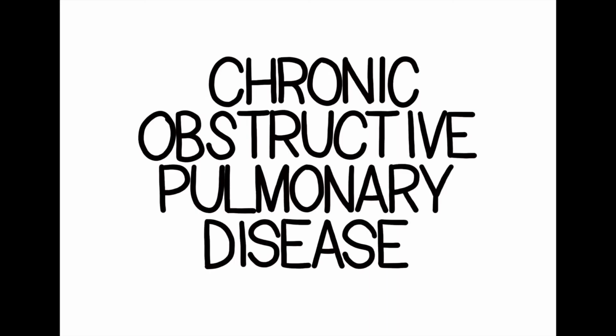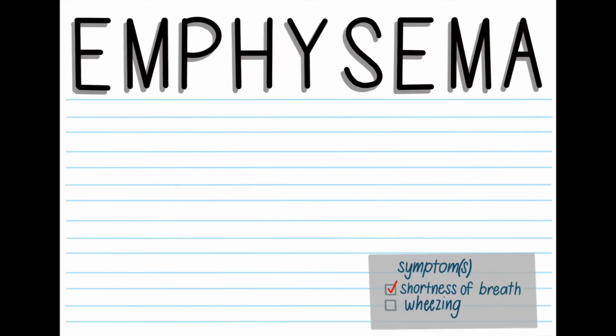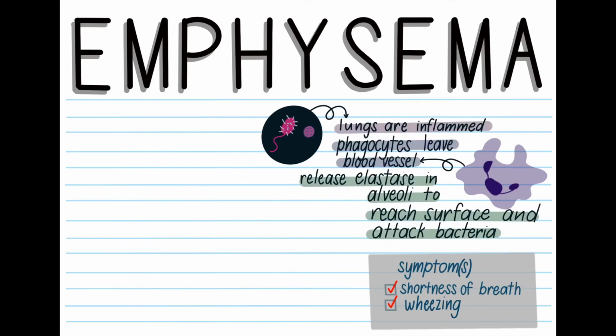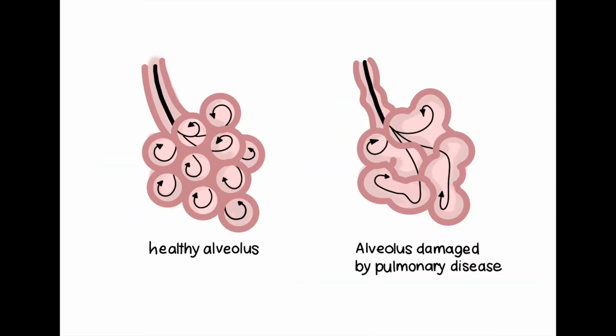Chronic obstructive pulmonary disease, also known as COPD, is the name for a group of lung conditions that cause breathing difficulties. This includes emphysema and chronic bronchitis. Emphysema is a lung condition that causes shortness of breath. The lungs are constantly infected and require phagocytes for defense. Phagocytes leave blood vessels but require the release of elastase. Elastase destroys the elastin. Since elastin is destroyed, alveoli cannot expand as we breathe in and cannot recoil back when we breathe out. This increase in air pressure in the alveoli leads to bursting.